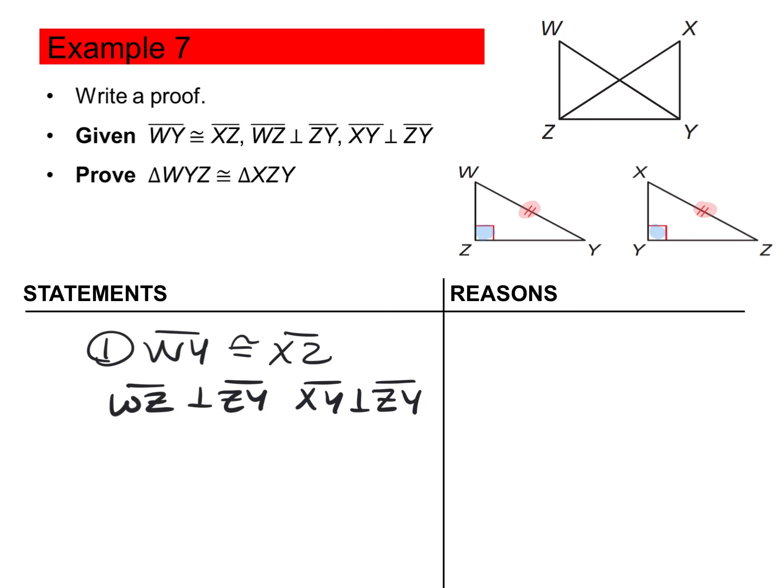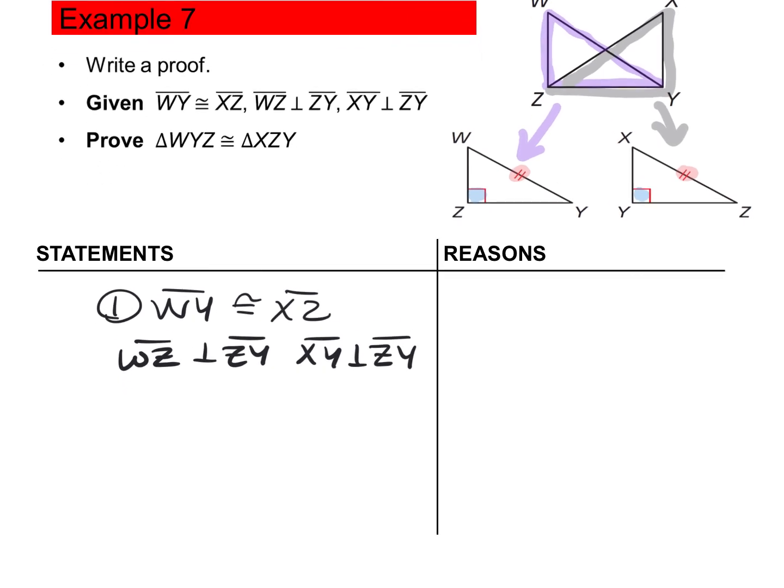So what I've done here is I've pulled out the two triangles they're referring to. They wanted me to show that WYZ, this one right here, is congruent to this one over here. I've redrawn them and put them in the same orientation. They're both sitting the same way to make it a little bit easier to see. So that was my given, so let me go ahead and put that in for the reason.